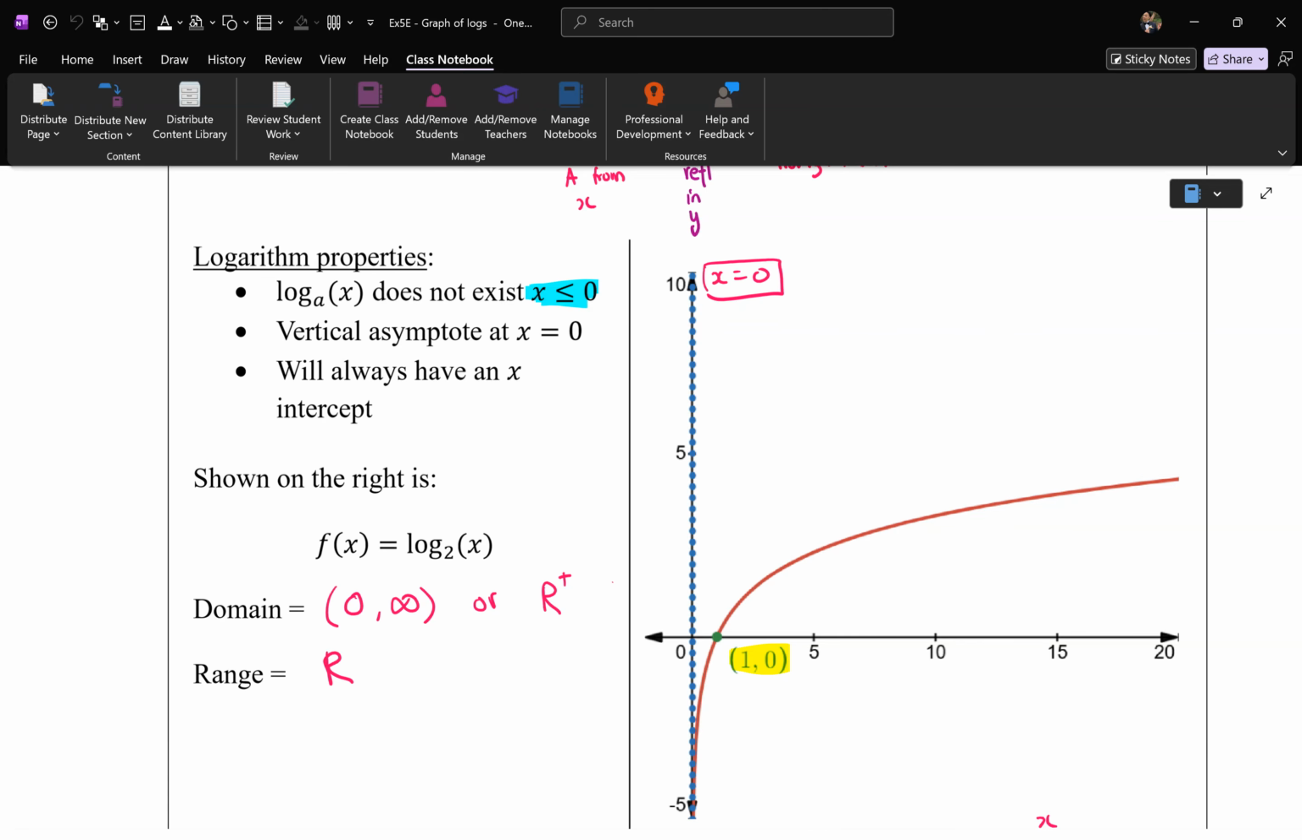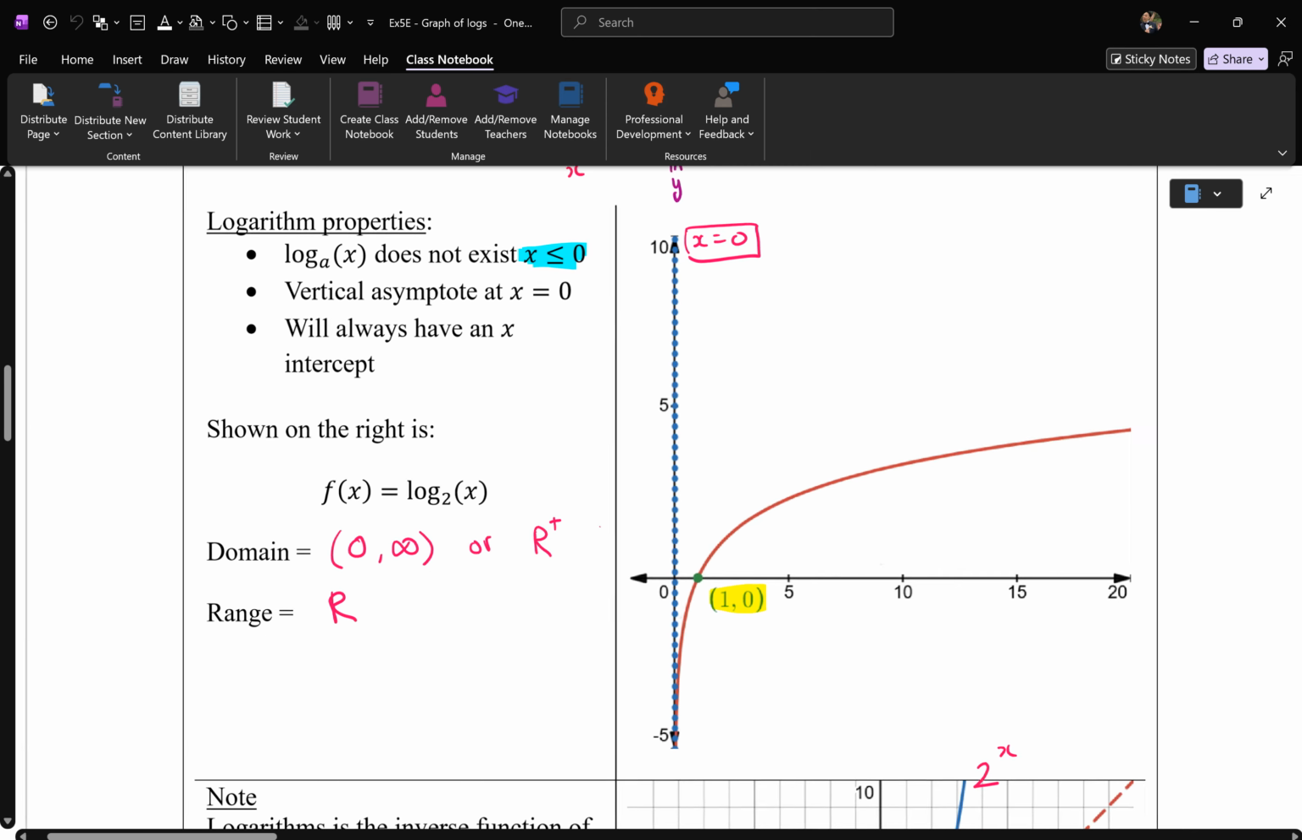So the asymptote's not a horizontal asymptote. It's a vertical asymptote at x equals 0. So you must always label the equation with the asymptote. Number 2 is that it will always have an x-intercept, whereas the exponential would then be the other way. It will have a y-intercept. And then your domain and range is just based on your graph. So we can see that the domain is R+, and the range is all real values. Okay, so basic properties of log graphs.